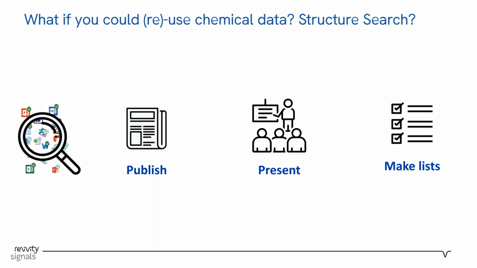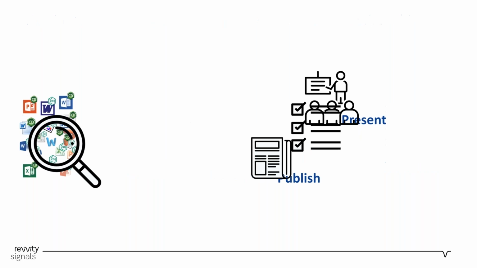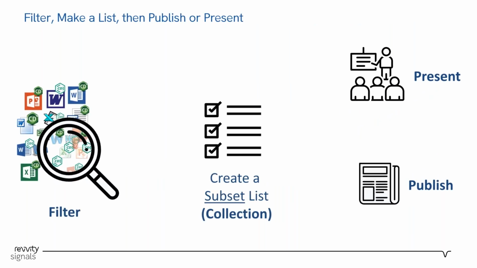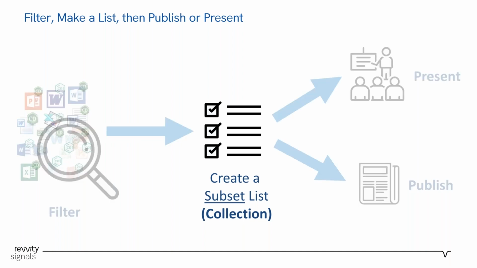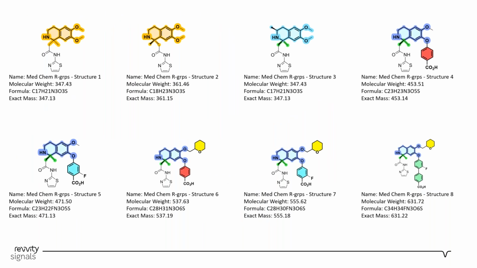So that is kind of where we were aiming to get. Can we enable you to go search through this historical repository of content that you have, create yourself a little subset, and then use that subset list again for whatever purpose it needs to be, whether it be a presentation, some type of publication or patent write-up or something like that. Now, it would be awesome if you could go through your hard drive and pull up a bunch of compounds and then make it look kind of like this, right?